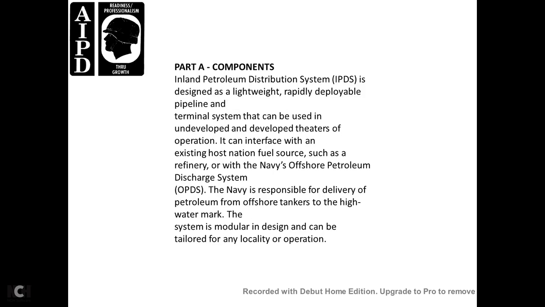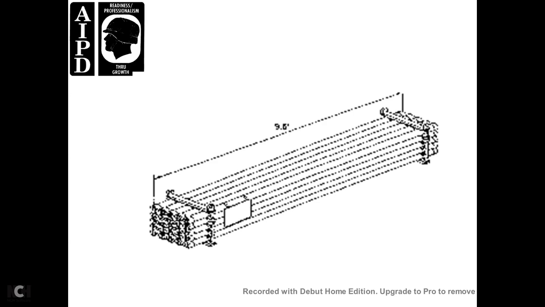The Inland Petroleum Distribution System is a lightweight, rapidly deployed pipeline and terminal system that can be used in developed theaters of operation and interface with existing host nation facilities, such as a refinery, and with the Navy Offshore Petroleum Discharge System, OPDS. The Navy is responsible for the delivery of the petroleum to the offshore tank at the high water mark. The system is modular in design and can be tailored to any locality or operation.